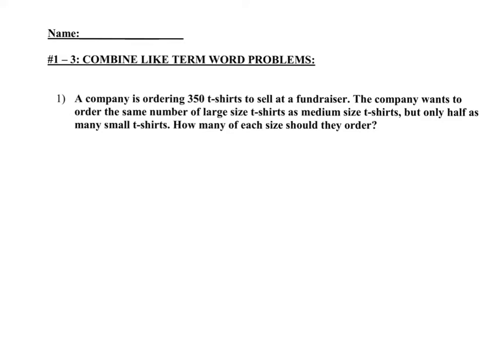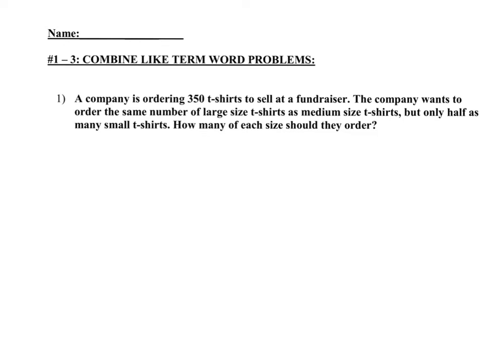Alright, we're going to go over the word problems for 2.3. They focus on the distributive property and combining like terms. We're going to look at number 1 here in a highlighter. This is the highlighter.